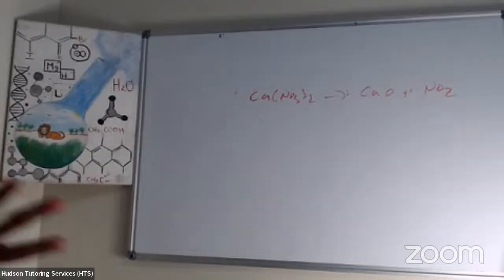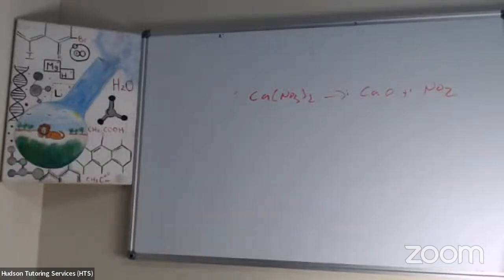I actually placed those numbers on purpose so you guys can play around with it, to see if you know how to balance chemical equations. So we're looking at the decomposition of calcium nitrate. Does anyone have an idea how we go about balancing this? Quickly, anybody? I'll give you some time to figure that out.